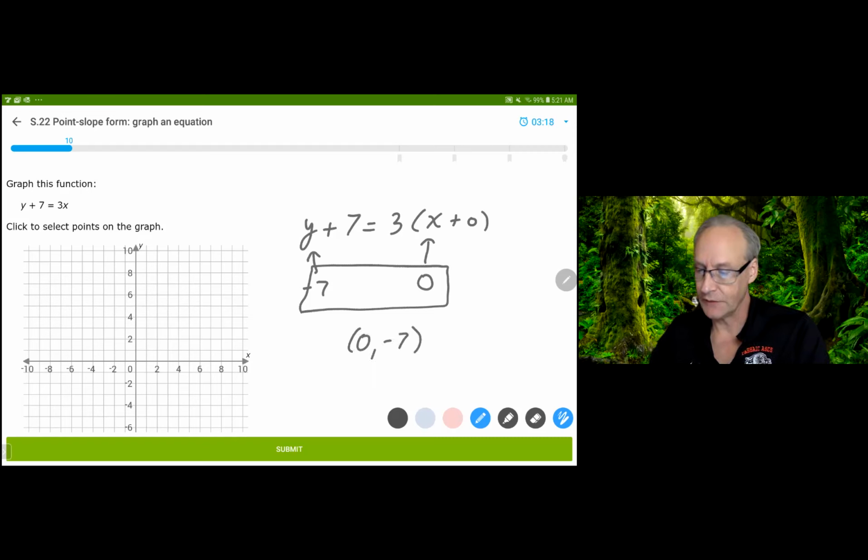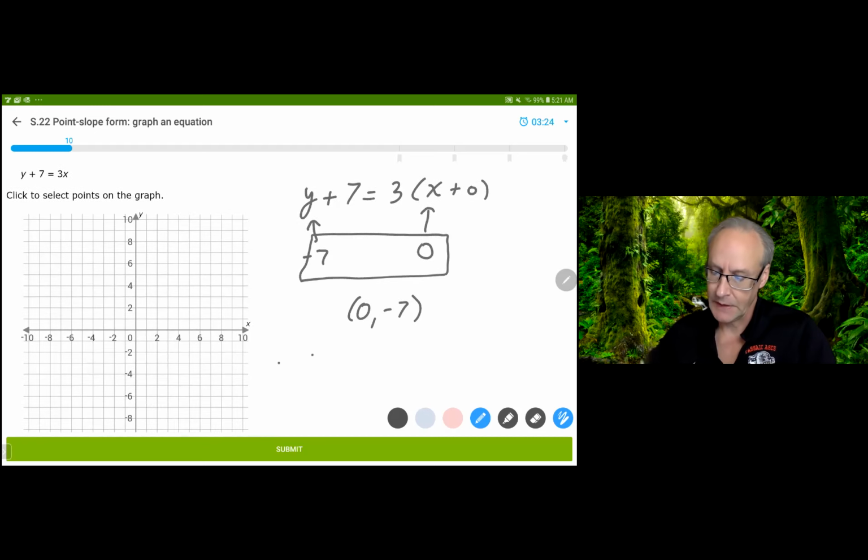0, -7 was my point, which is not quite visible here. Let's move it down a little bit. 0, -7 is located right there. And I want to count my slope, which is up 3 over 1. 1, 2, 3 over 1. So you can see how this one was connected. If I just subtract 7 from both sides, I get y equals 3x minus 7, which is graphed right there.